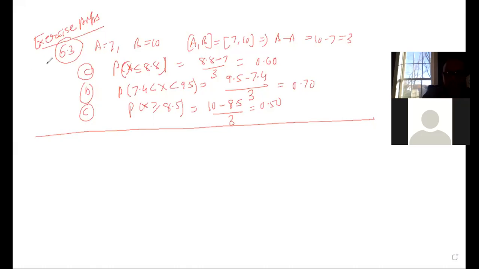Example 6.5, A part, says to the left of Z equal to negative 1.39. Given the standard normal distribution, find the area under the curve that lies to the left of Z equal to negative 1.39. If you use the table, you're going to get that area. So negative 1.3 and 9.